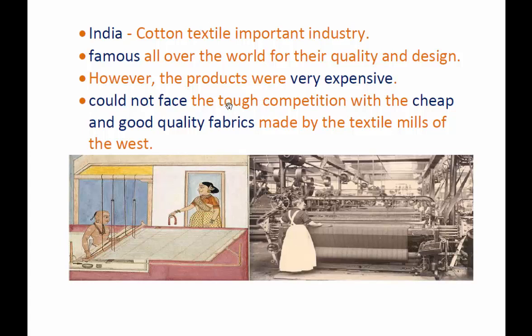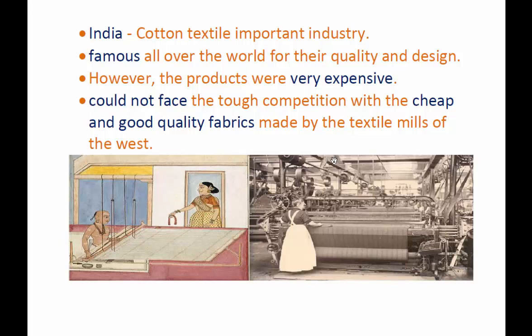So after the coming of the industrial revolution, they could not face the competition with the cheap and good quality fabrics made by the textile mills of the West, especially the Europeans. Understand? The European fabrics were very cheap, and their quality was also much better. So the Indian textiles, you can see from the picture, were made on handlooms. Understand? So it was very expensive because it takes time to make all these clothes. I'm sure you have understood this one.